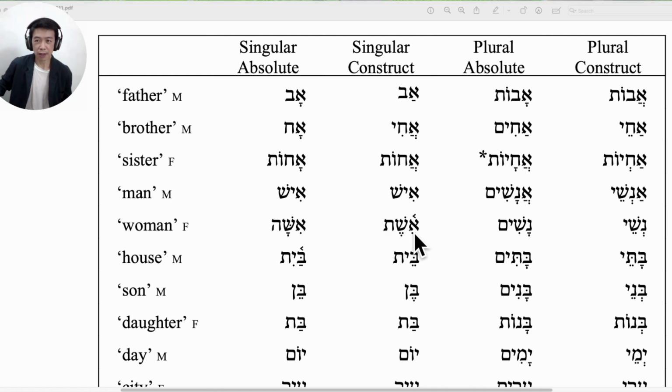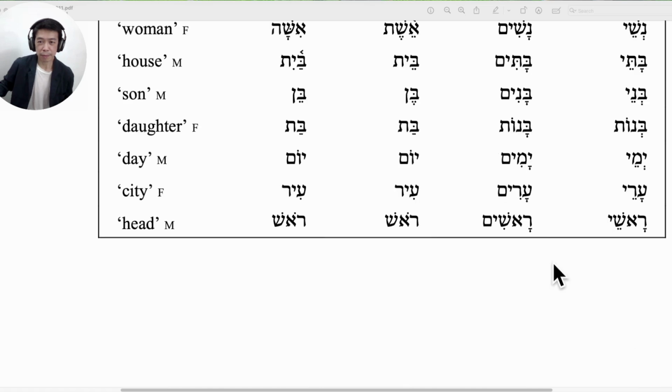In the plural forms, there's also some transformation of the words. For instance, in the plural absolute forms, words that end with a mem become a yod in the construct forms over here. So we have to note that when we see, for example, words that end with a yod, it means that it's in the construct form, but the mem has been dropped.